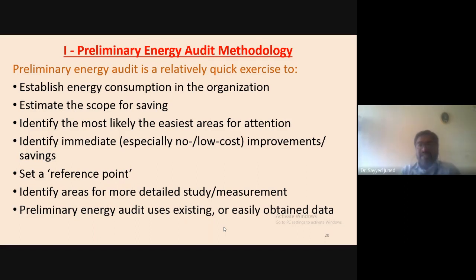Okay, so see what is the related quick access. Establish the energy consumption in the organization. Number one, establish the scope of saving, identify the most likely easiest areas for attention, or easy to implement, for immediate identification of the saving. Set a reference point, and identify areas for more detailed study or measurement of the energy consumption. Next, the preliminary energy audit uses extensive existing or easily obtained data for the consumption of energy.